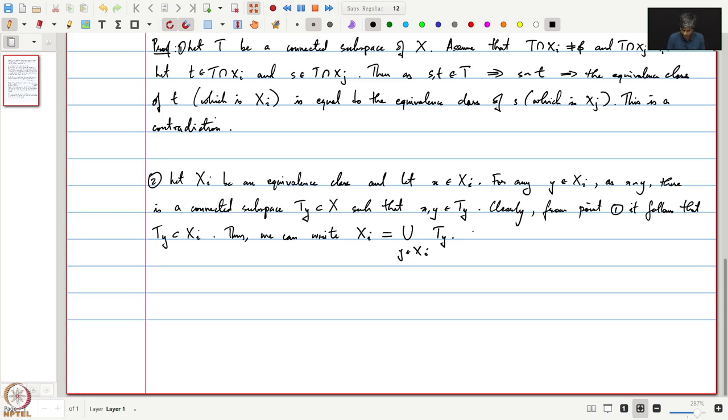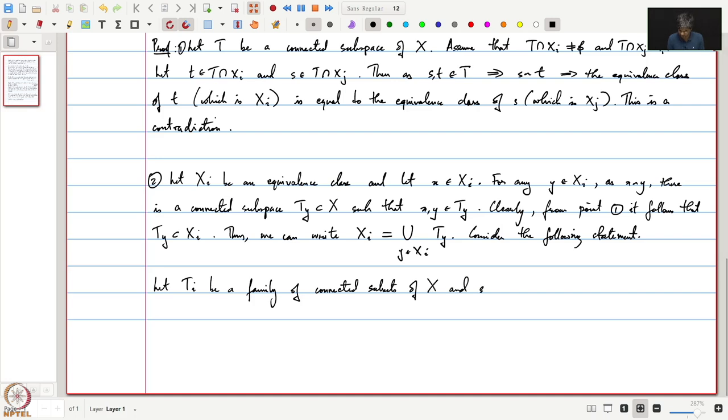So consider the following statement. Let T_i be a family of connected subsets of X, and suppose the intersection of all these is non-empty. Then the union of the T_i is connected.